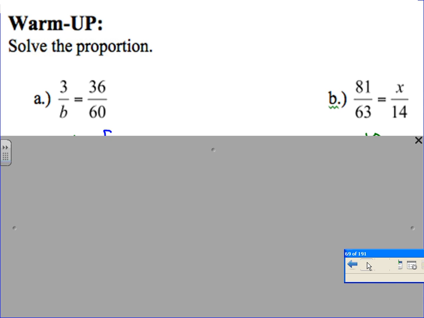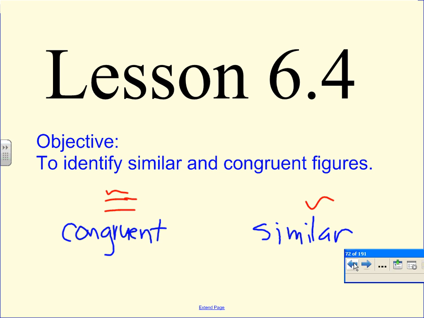Okay, we're going to start off with the objective first. We're going to talk about similar and congruent figures today. I have on the board the symbol for congruent, which is an equal sign with a squiggle line above it. We talked a lot about that yesterday, but we're talking more about it today. The symbol for similar, like Charles said, is just a squiggly line. So this means figures are similar.